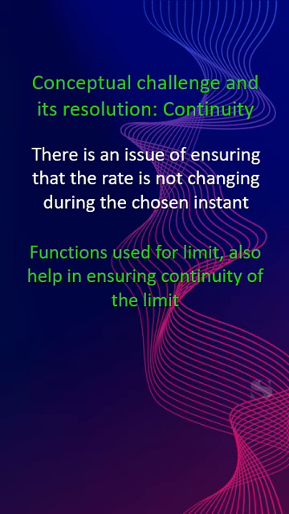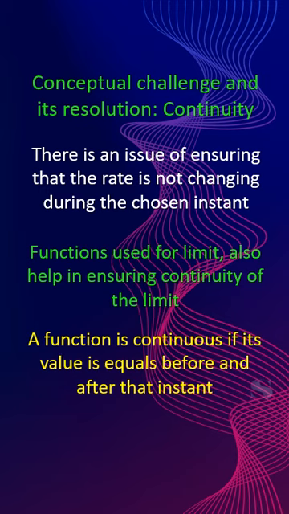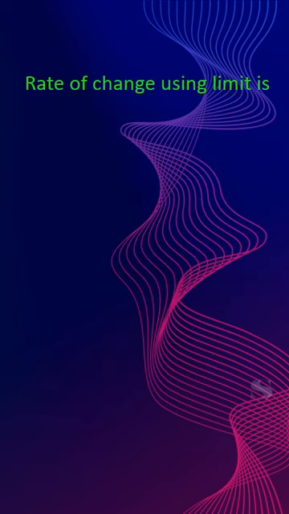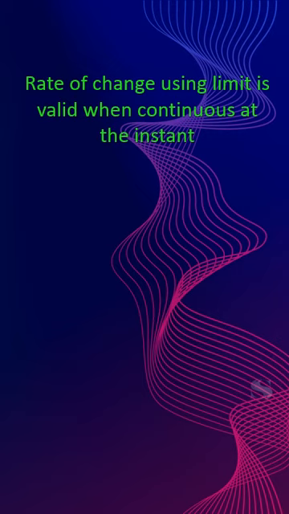For limit to be valid, thus, the rate of change at the instant where limit is applied, the function must be continuous. A function is said to be continuous at an instant if the value of the function exists at that instant, and that value of the function is the same as the value of the function immediately before and after that instant. And how do we measure the continuity at an instant? We will soon explore in the slopes of the functions. In a way, the validity of the rate of change computed using limit at any instant is dependent on that rate of change being the same immediately before and after that instant.